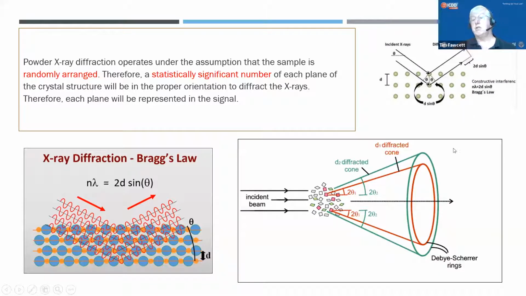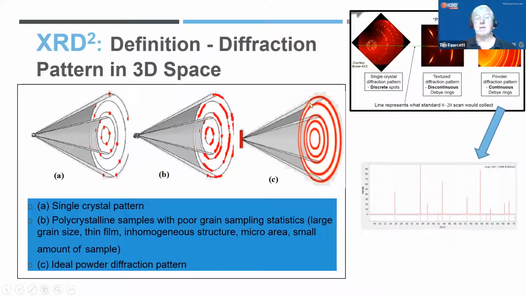If we're in a reflection geometry, we get the top half of this cone, and we go off the surface. Now, this is shown schematically in a great diagram that was generated by Bob He at Bruker Analytical.